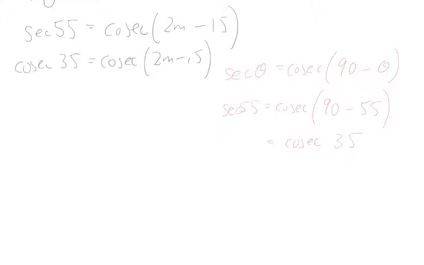Okay, so just equating these two, 35 there, 2m minus 15 in there, and just solving that like an equation. Add 15 to both sides, we get 50 equals 2m. So m is 25. Okay, they're the two standard examples from the book. I'm just going to find something with a bit more substance for you.